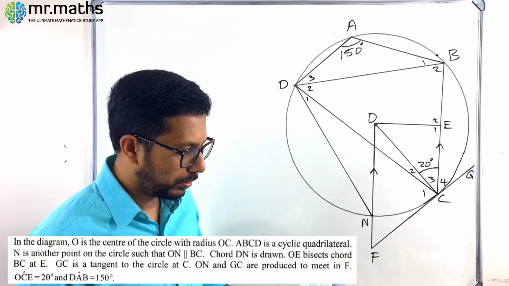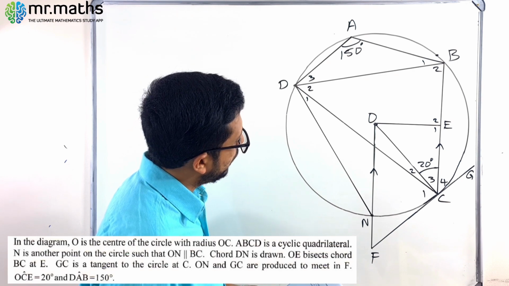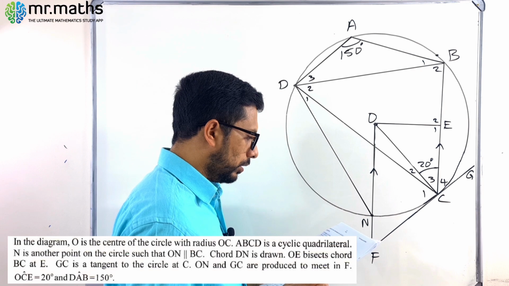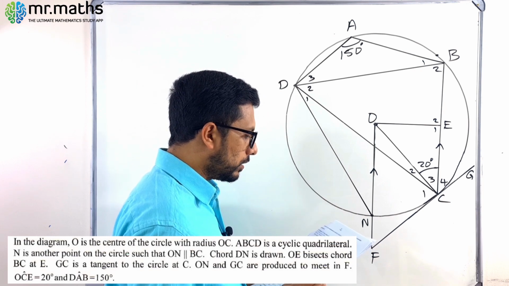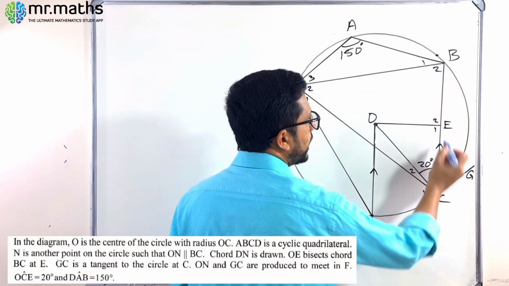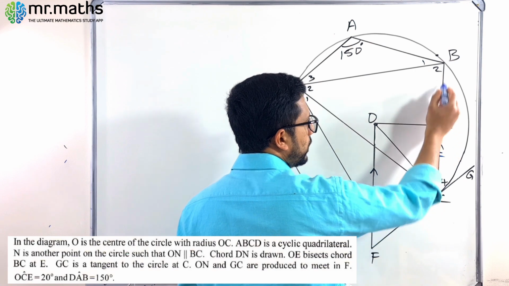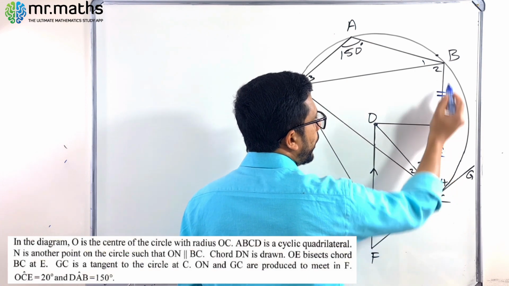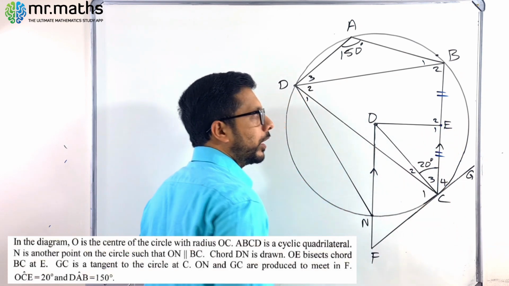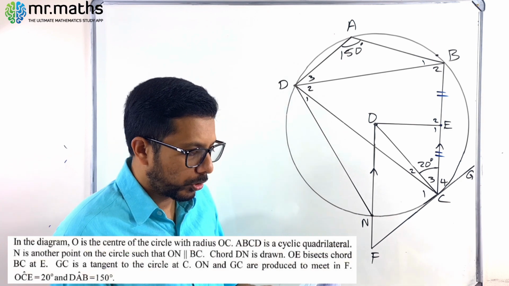Chord DN. Which one is DN? DN is this one. So chord DN is drawn. Sorry, OE bisects chord BC. Bisect means they are saying that these two lines are equally divided. That is bisect. So this OE bisects line BC, which means that this point E is the midpoint, or BE is equal to EC. That's an important clue.